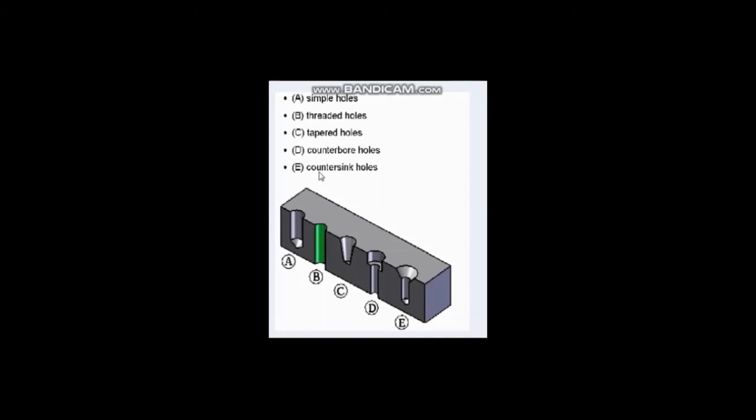And next is the countersink hole. Countersink hole and counterbore hole are both the same, the only difference is the upper part. This is at an angle, this is not vertical. For the counterbore this cut is vertical, and for the countersink the upper portion is tapered. You draw in your copy the diagram of the tapered hole and counterbore hole.